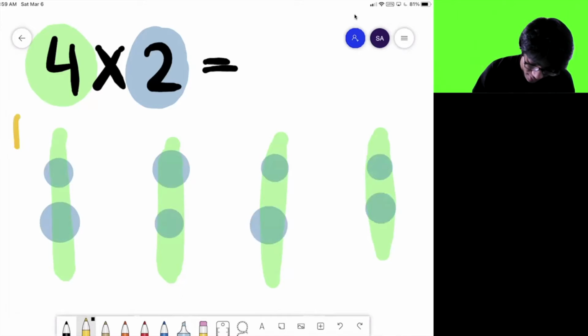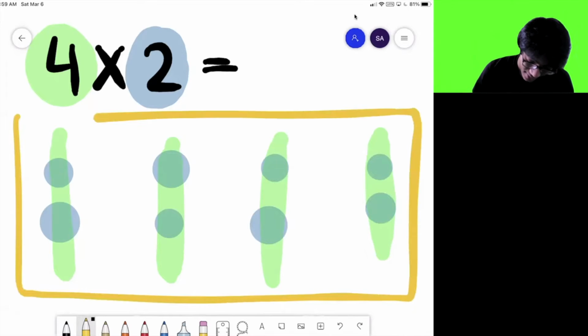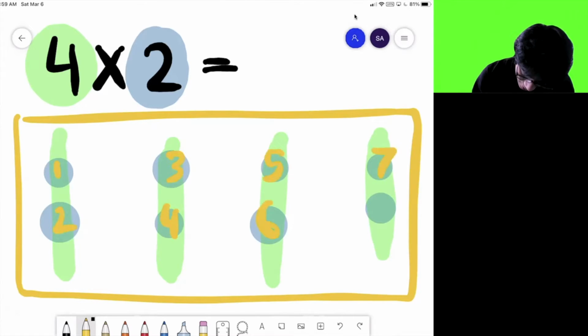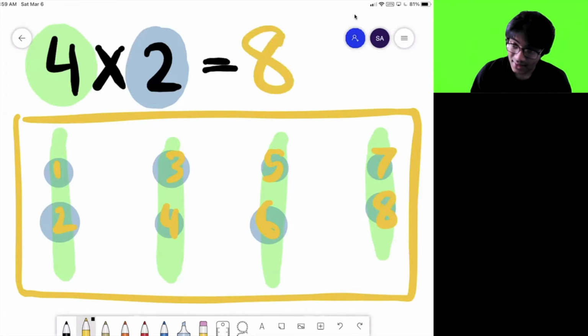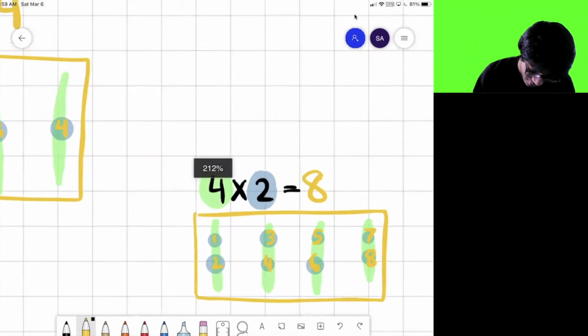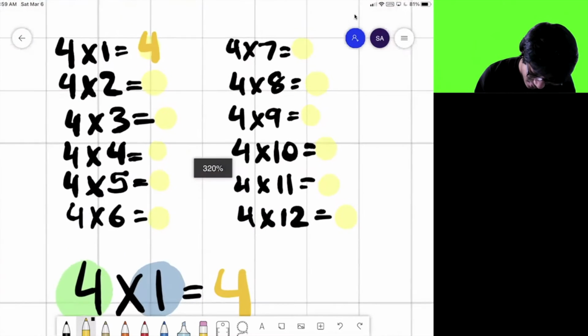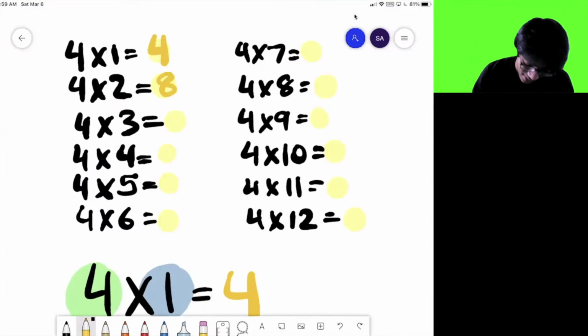Now count up how many dots in the whole shebang. That'll give you 4 times 2. So I have 1, 2, 3, 4, 5, 6, 7, 8. So 4 times 2 is 8. So now we can go back to our table. We can write down that 4 times 2 is 8.